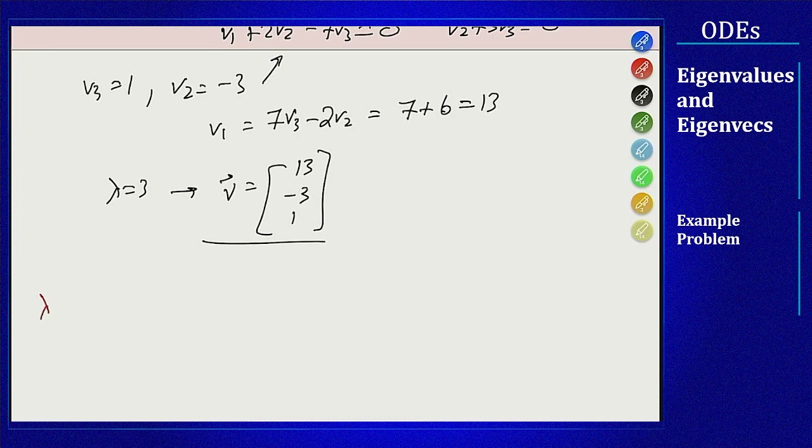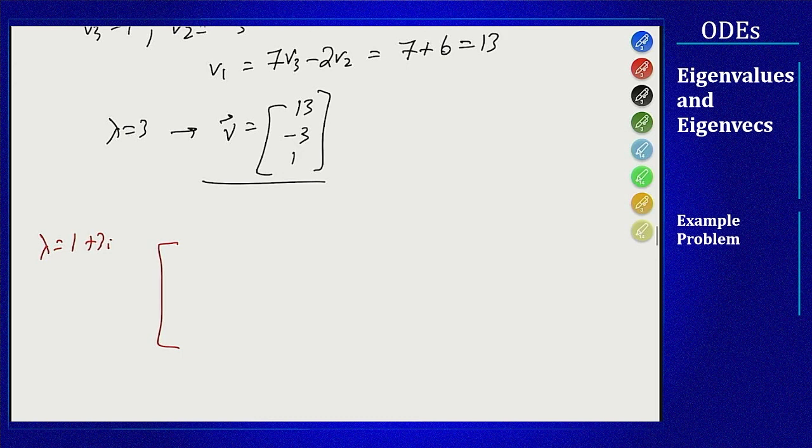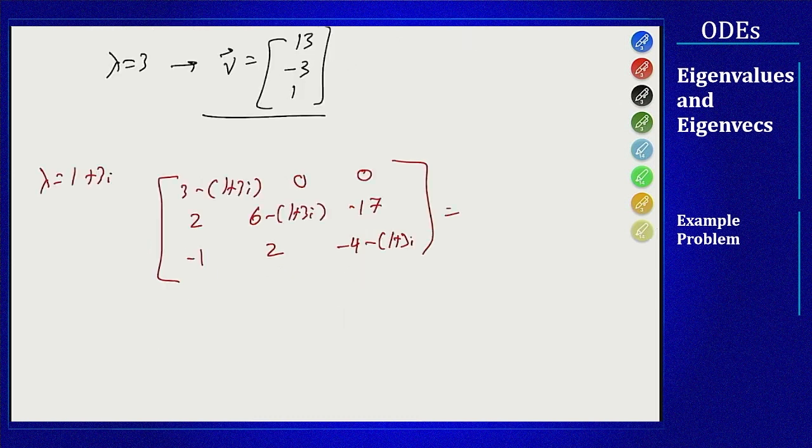If I pick lambda equals 1 plus 3i, I want to subtract that off the diagonal of the matrix. So 3 minus (1 plus 3i), 0, 0. 2, 6 minus (1 plus 3i), minus 17. Negative 1, 2, negative 4 minus (1 plus 3i). We can simplify this out. This becomes 2 minus 3i, 0, 0. 2, 5 minus 3i, negative 17. Negative 1, 2, negative 5 minus 3i.